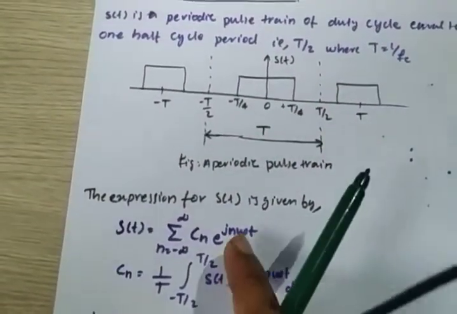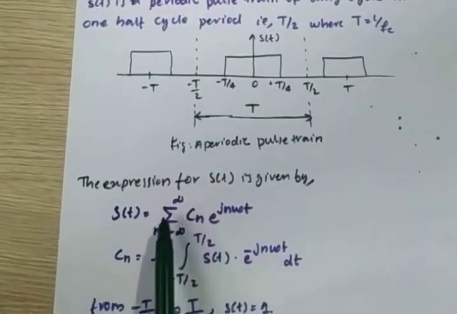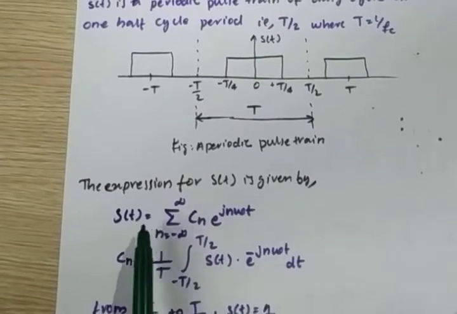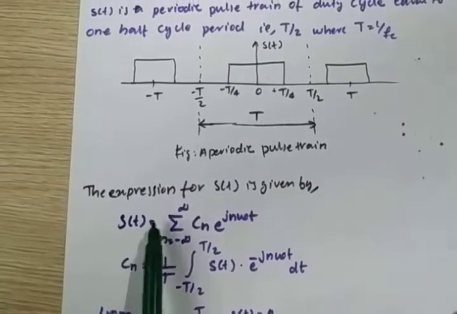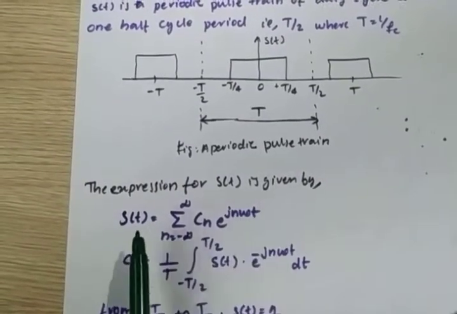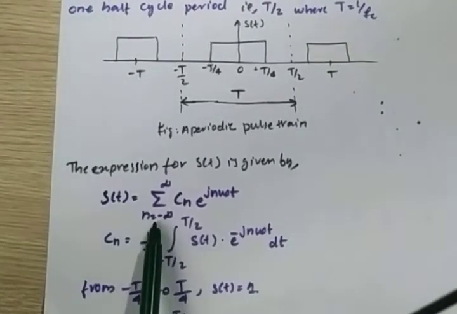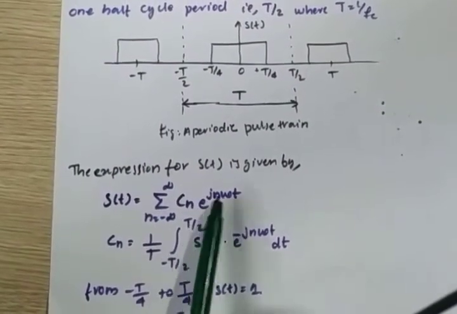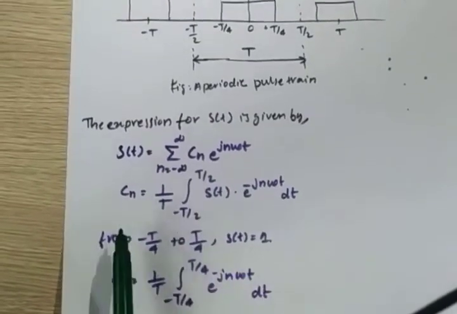So its general expression in frequency domain, you can convert this into, this is the equation with the connected time and frequency. So s(t) can be written, this is the general equation which you have to study. s(t) equal to summation of n varies from minus infinity to plus infinity Cn e raised to j n omega t. So what is Cn?